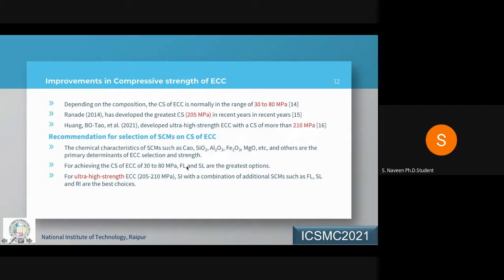And one more thing is, for achieving the normal strength, like 30 to 80 MPa ECC, we can prefer fly ash and slag. It is the best option for improving strength up to 80%. If you want to design an ultra high performance ECC, with strength greater than 200, then we can adopt 2 or 3 combinations of these SEMs for higher strength of ECC.